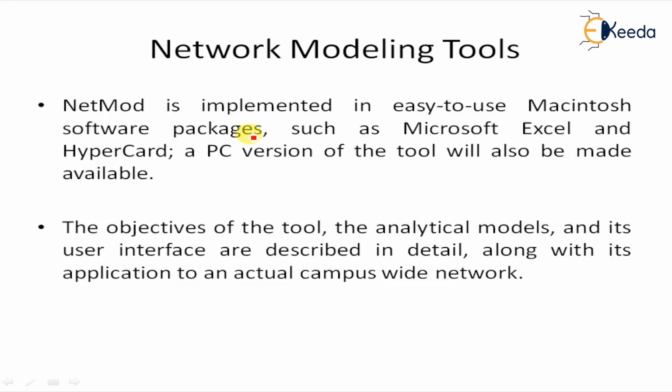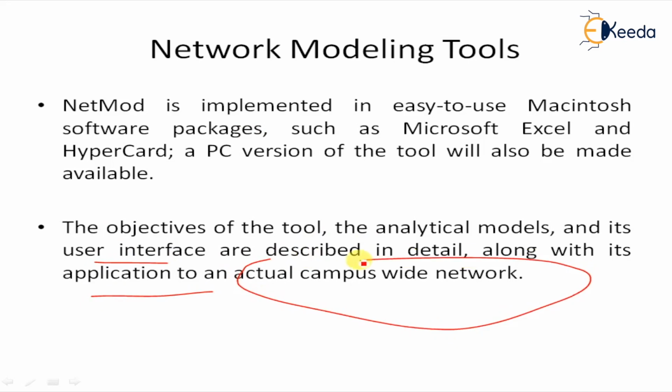The objective of the tool, the analytical model, and its user interface are described in detail, along with its application in an actual campus wide area network. According to how many nodes are connected, and how many intermediate nodes such as IP routers and switches are connected between them, it shows how they behave in the network and how well they provide the data route and data path between them. In the old scenario, this tool performs an easy task when any kind of network failure occurs or any kind of redundant path is to be provided.